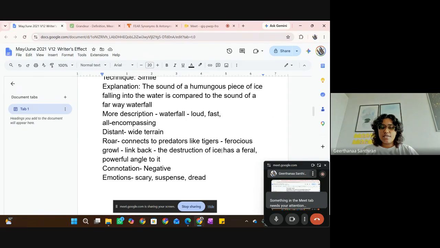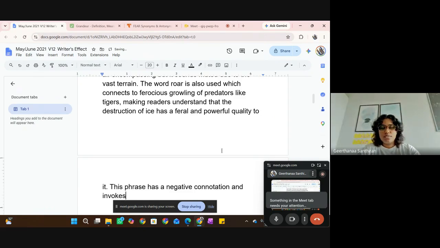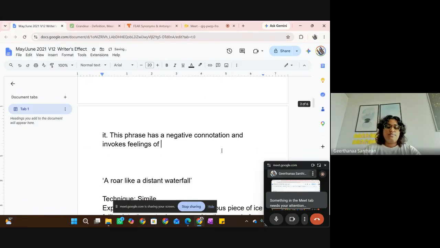Okay, end it with connotation and emotions. This phrase has a negative connotation and invokes feelings of dread, suspense, and scariness amongst readers. Done.